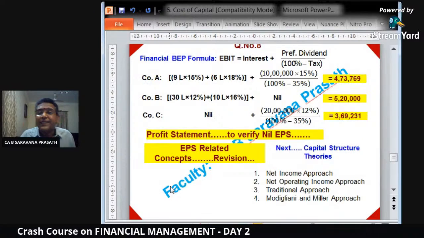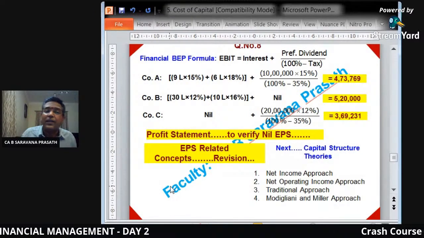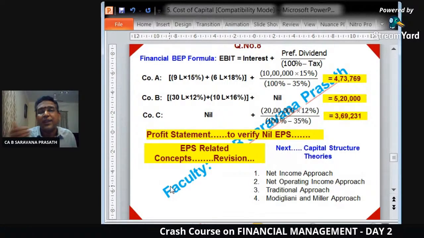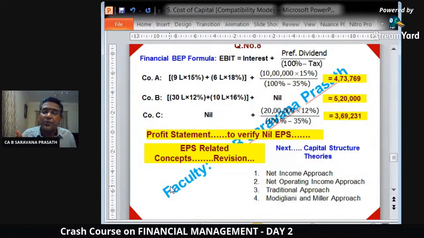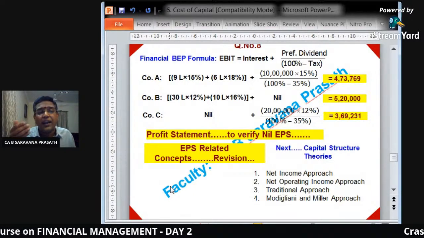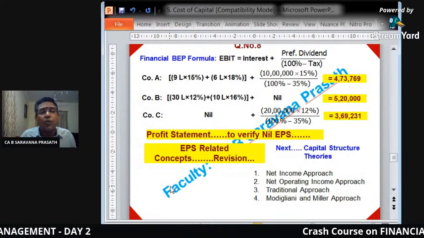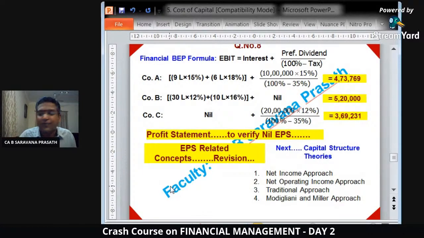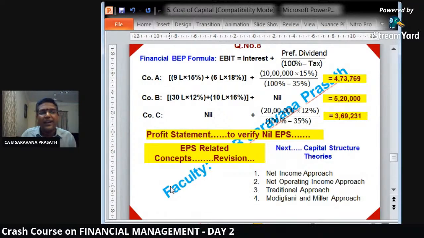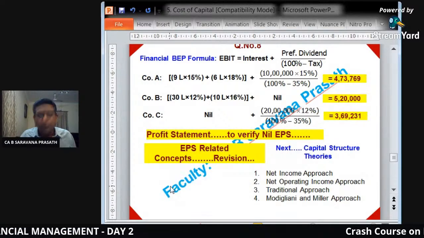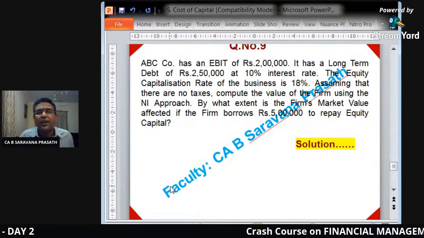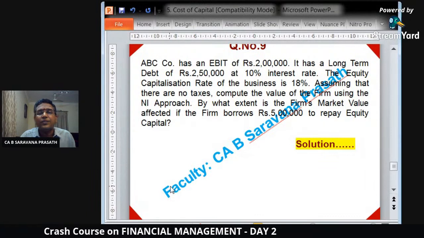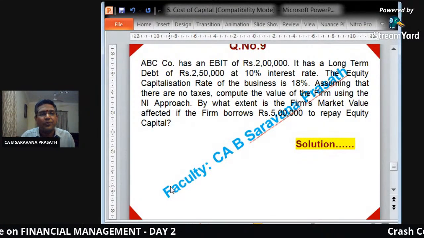Modigliani and Miller is a refinement of the net operating income approach. We have further postulates in Modigliani and Miller pertaining to the calculation of cost of equity, how overall cost of capital remains constant, etc. Please go through all that carefully at your end. We will now quickly consider in the balance time two illustrations pertaining to net income approach and net operating income approach. This question number 9 is on net income approach.